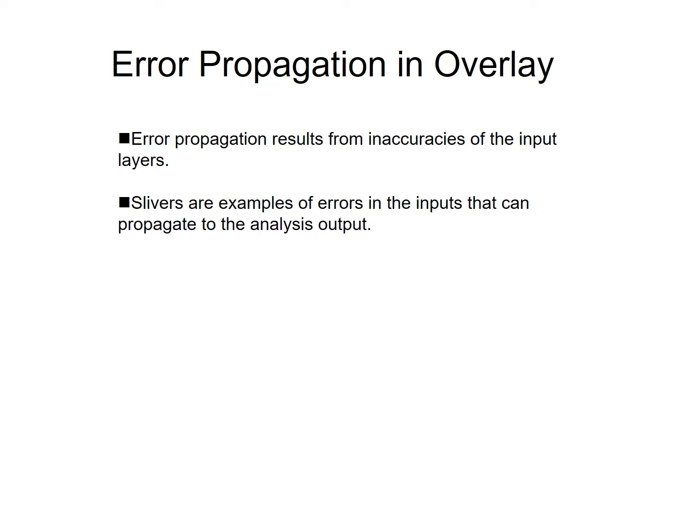Error propagation in overlay results in inaccuracies. So you do one overlay and another and another and another. Each time you do it, you create little tiny things like the slivers, which then propagate to create more and more and more. And so you need to control these things from the outset, because otherwise each step in a series of overlays contributes to additional error being generated.